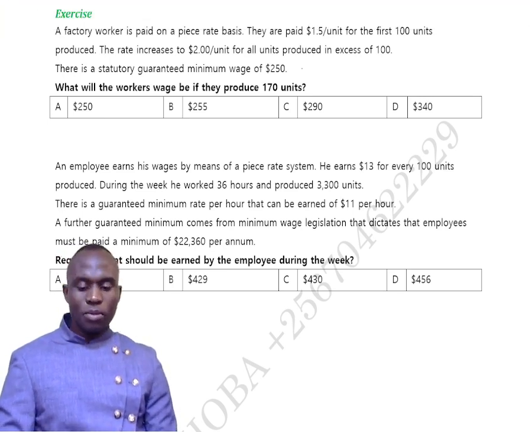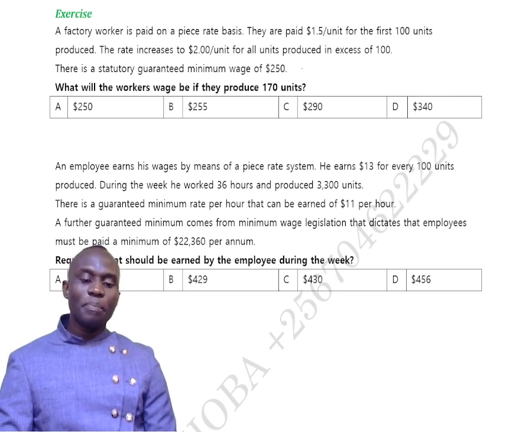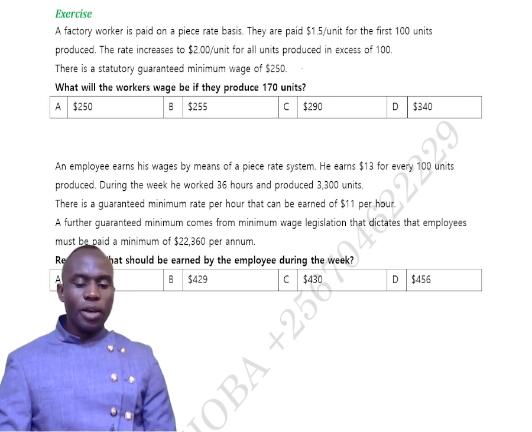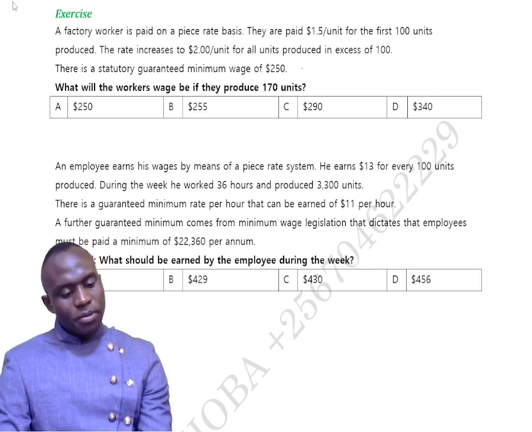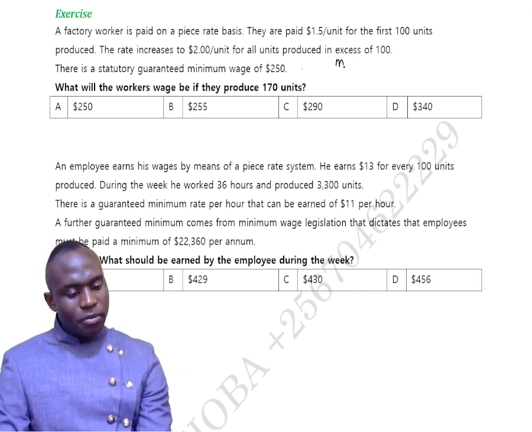So this one is the higher of. They didn't say is paid a minimum wage with. The other one with is where we add. So this one is whichever is higher is what would be paid. So the minimum is 250.